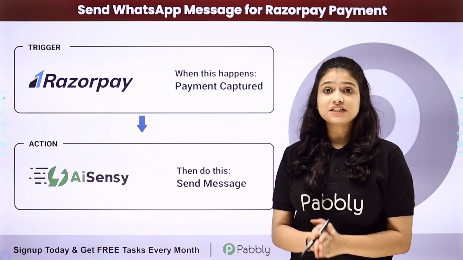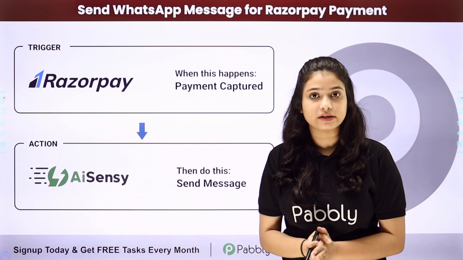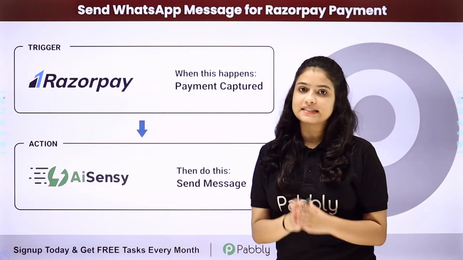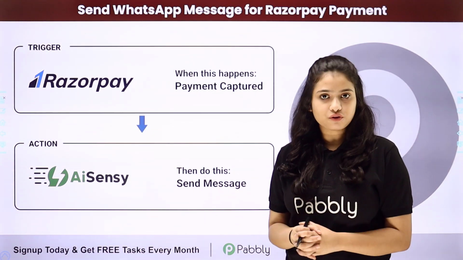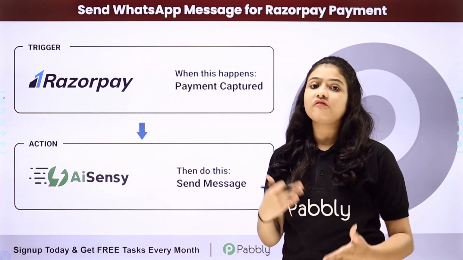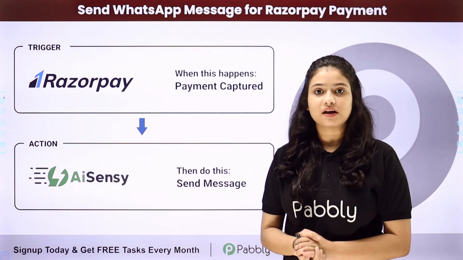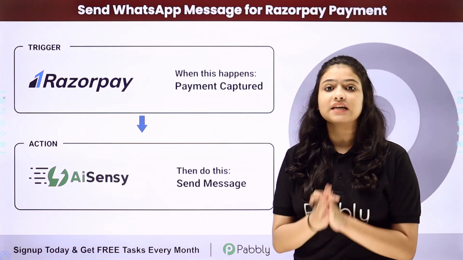Hello everyone, in this video we are going to learn how to send WhatsApp messages for Razorpay payments. I want that whenever a new payment is captured in my Razorpay account for a particular product, a WhatsApp message is sent automatically to the person who has made the payment, by using Aisensy, which is an official API of WhatsApp. Now how are we going to automate this process effortlessly?